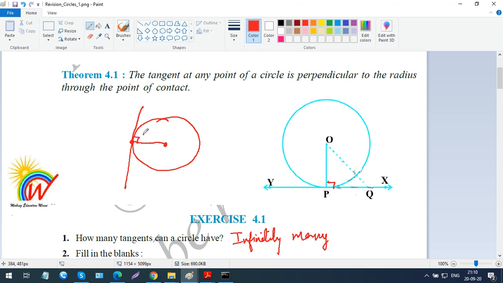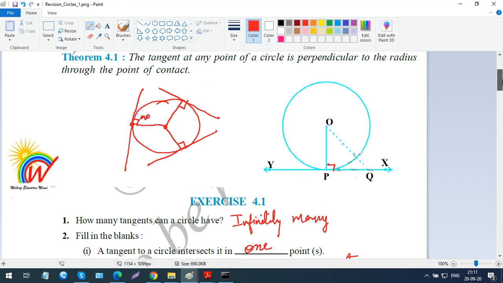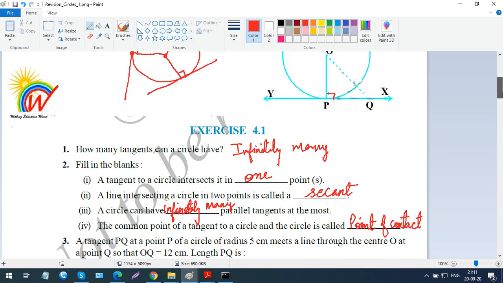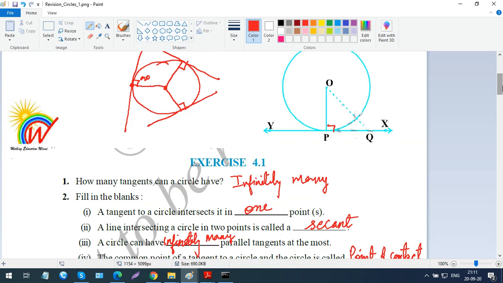Now if I have a tangent like this, and I join the radius, this will be 90 degrees. If I have a tangent like this, if I join, this will be 90 degrees. Understood? So the radius always meets the point of contact of the tangent perpendicularly. The theorem proving is not required for this test. I'm not going to ask you the proofs, but you need to know how to solve problems based on that. The basic statement you should understand.